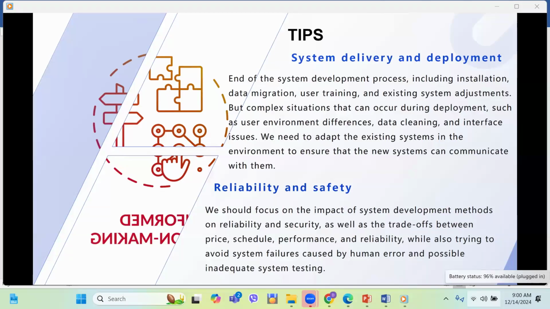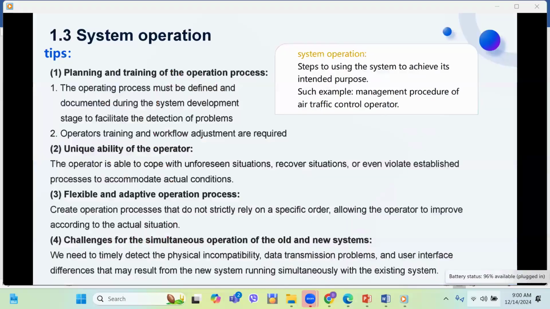Reliability and safety. We should focus on the impact of system development methods on reliability and security, as well as the trade-offs between price, schedule, performance, and reliability, while also trying to avoid system failures caused by human error and possible inadequate system testing. Now let me continue with system operation.